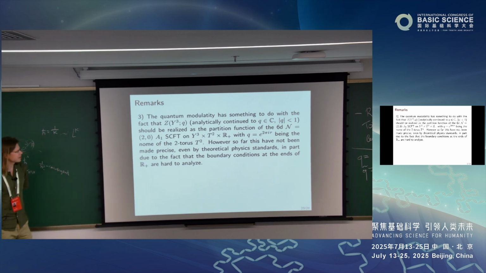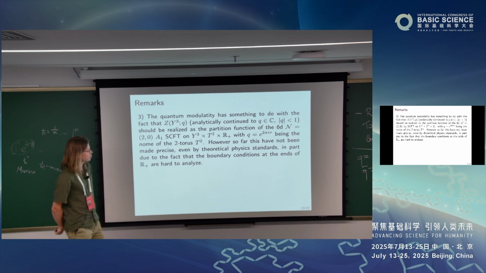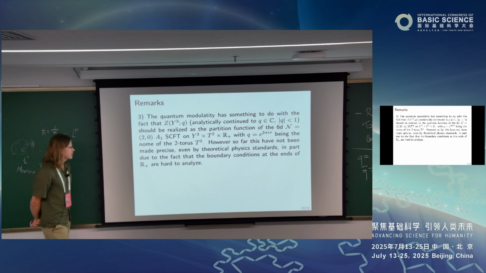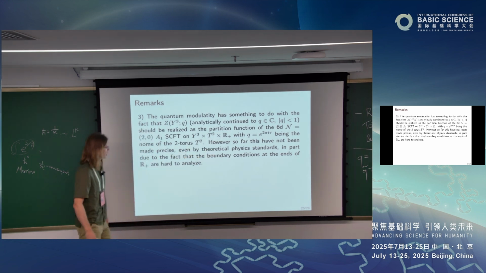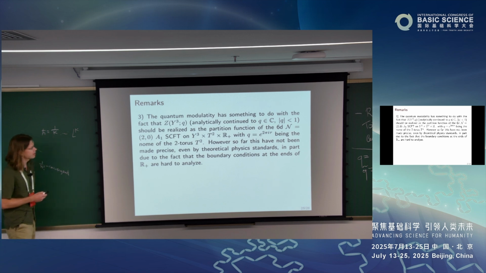However, at least in my opinion, this so far has not been made precise, even by theoretical physics standards. And by precise, I mean to actually derive this quantum modularity formula from physics. This is mostly because the boundary conditions at this R plus are hard to analyze explicitly, mostly because this is some non-Lagrangian theory.